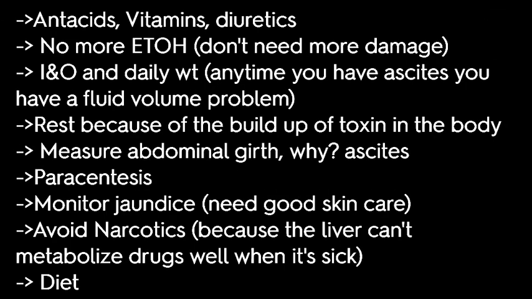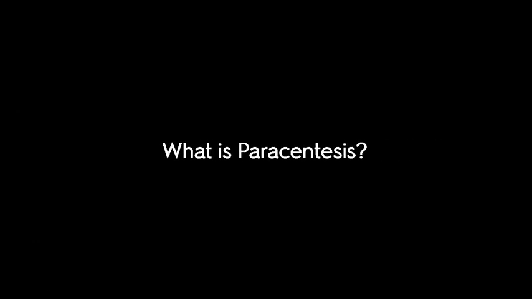What is the treatment for cirrhosis? Antacids, vitamins, diuretics, no more ETOH, I&O and daily weight, rest because of the buildup of toxins in the body, measure abdominal girth because of ascites, paracentesis, monitor jaundice, avoid narcotics, diet. What is paracentesis?